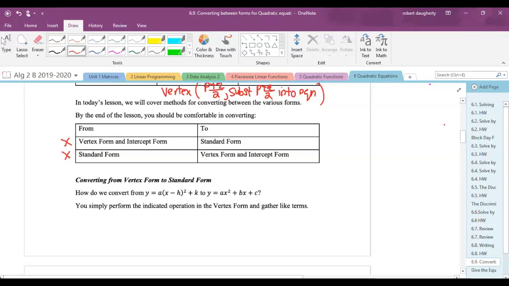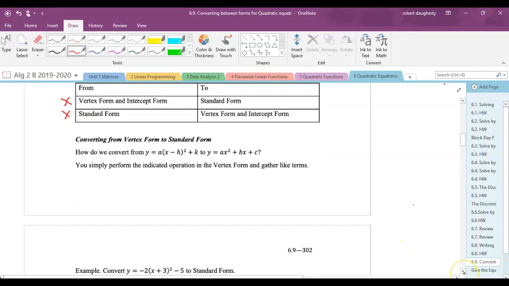Okay. So how do you think we would take something in vertex form and convert it to standard form? What do you think we would do? To get to something that looks like this to something that looks like this. That was it. I mean, you distribute. I think the first year I taught this, I said it was the Nike method. You just do it. You look at what you have and you just do what it says.